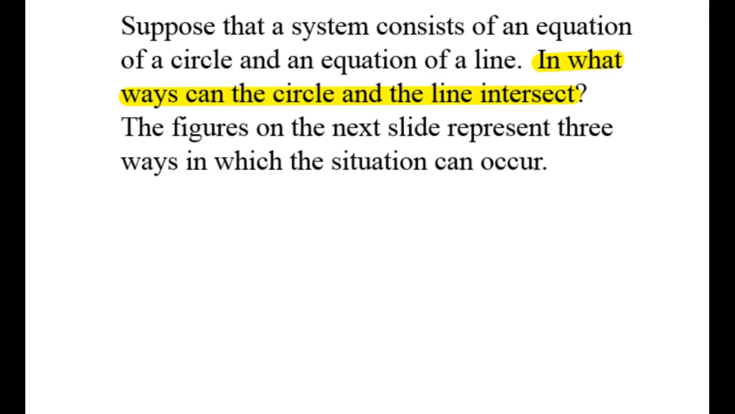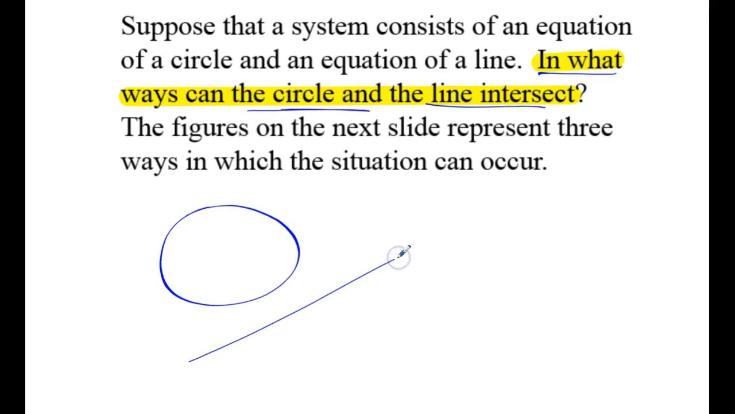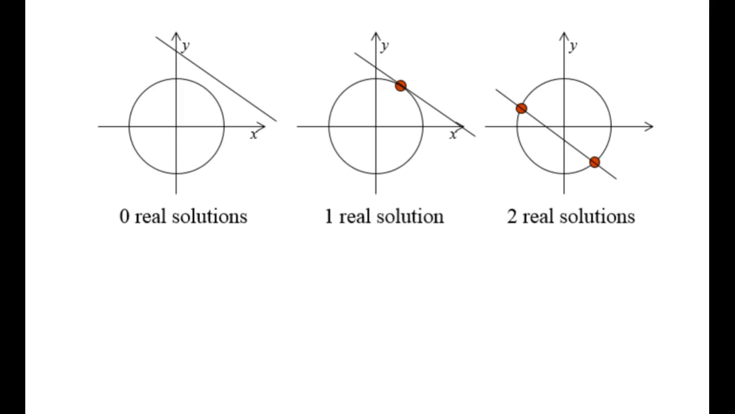So in what ways do you think that a circle could intersect a line? Well, we've got a circle. It could not intersect at all, so no solution. It could intersect once, or it could intersect twice, and I think those are the only 3 scenarios. There's no way for a line to intersect a circle 3 or more times.